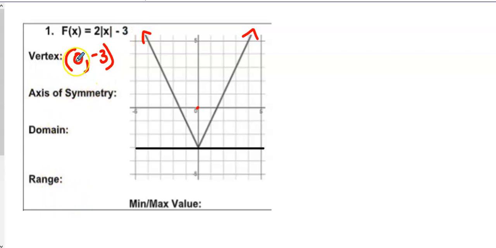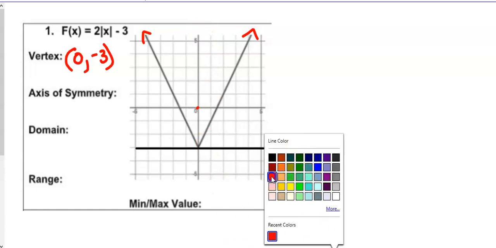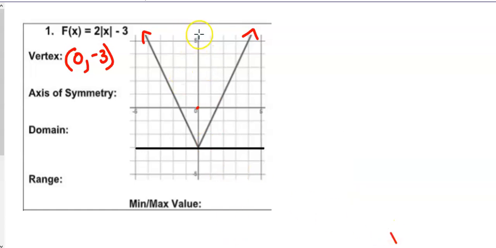Axis of symmetry, it's always this number. The axis of symmetry is asking you, where does it cut in half? Just like with your parabola, where does it cut in half, and what point on the x-axis are we looking at? We're looking at x equals 0. So the axis of symmetry is x equals 0.